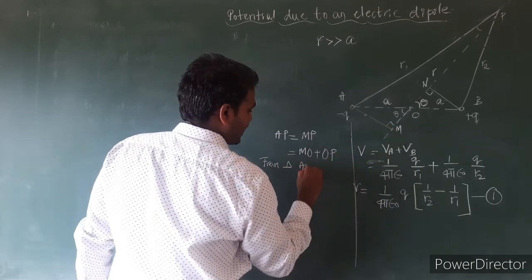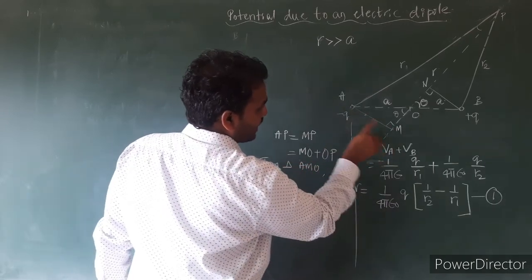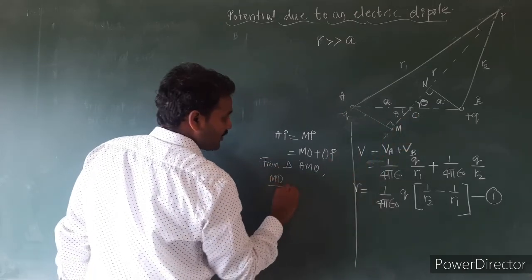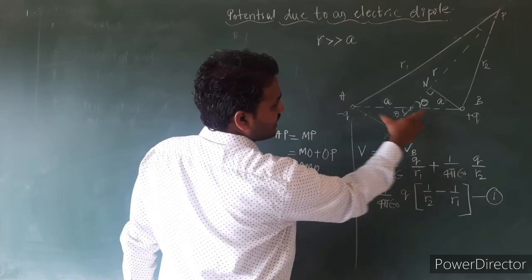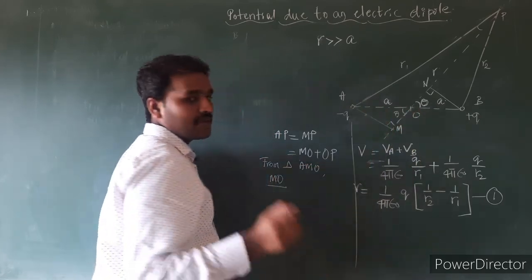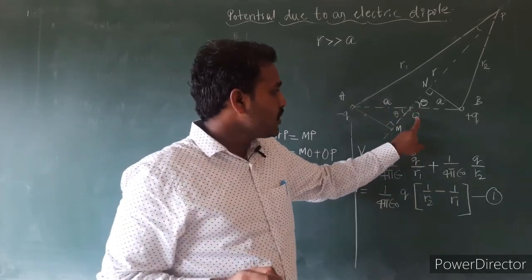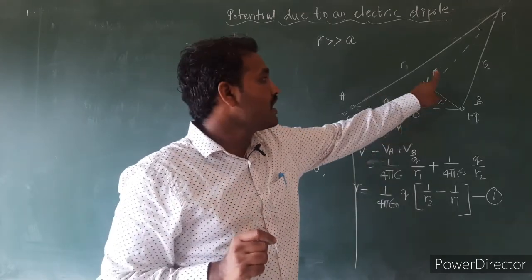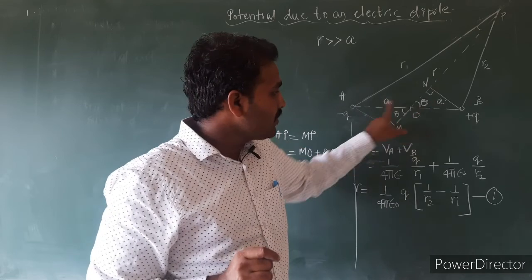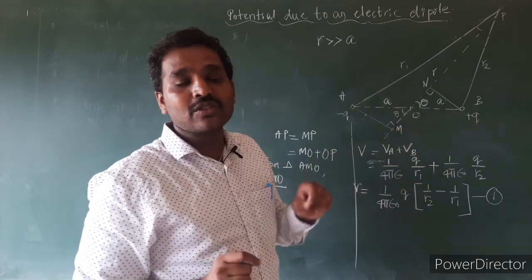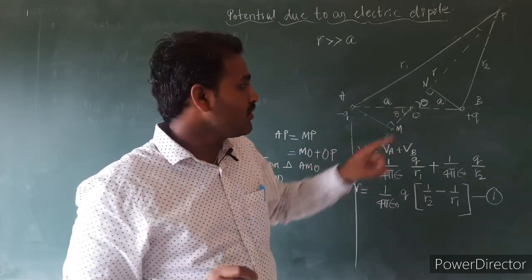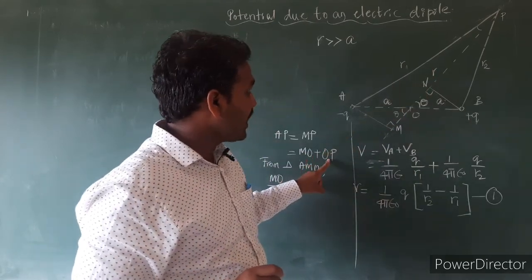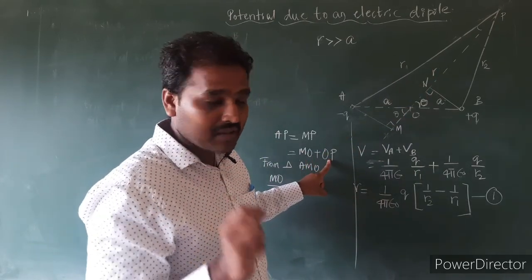triangle AMO, I can write MO divided by, that is adjacent side, divided by hypotenuse. What am I doing here? I am writing MO in terms of A. Final expression I want in the form of R and A, and whatever unknown terms are there, I am trying to write them in the form of known terms. So, here I have R. I introduced R here. OP is nothing but R.